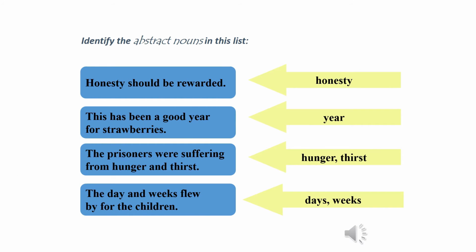Okay, let us identify the abstract nouns in this list. We have honesty should be rewarded, and yes, the abstract noun is honesty. This has been a good year for strawberry. The abstract noun is year. The prisoners were suffering from hunger and thirst, and the abstract nouns are hunger and thirst. And the last one, the days and weeks flew by for the children, and the abstract nouns are days and weeks. We've come to the end of this tutorial.